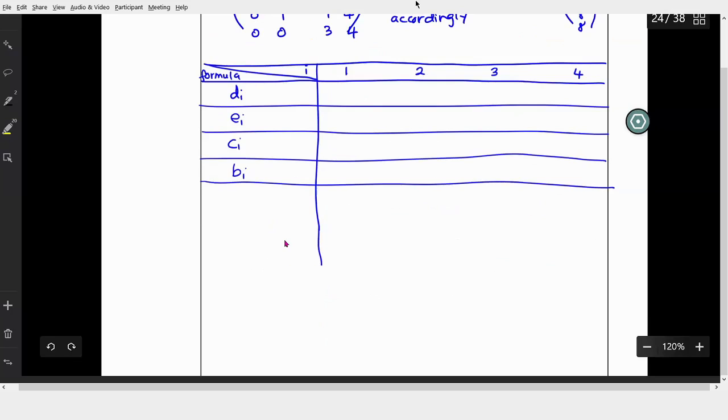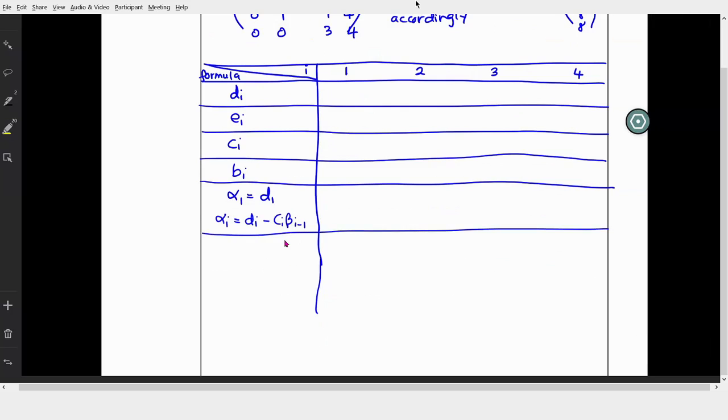And then we have the alpha. We have 2 formulas for the alpha. The first one is alpha 1, which is D1, not DI, D1. And then the rest of the alpha should follow this formula, with I minus 1. Careful with the subscript. You have 2 things. And then we have the beta I. The formula is ei over alpha I.